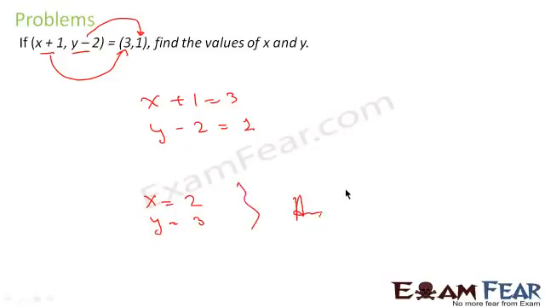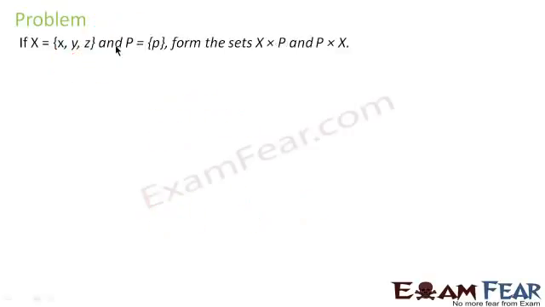Very simple question. You just have to know that the first element of set A is equal to the first element of set B, and the second element of set A is equal to the second element of set B. Let's take one more problem where set X has 3 elements x, y, z and set P has only one element P. Now we are asked to form X cross P and P cross X.